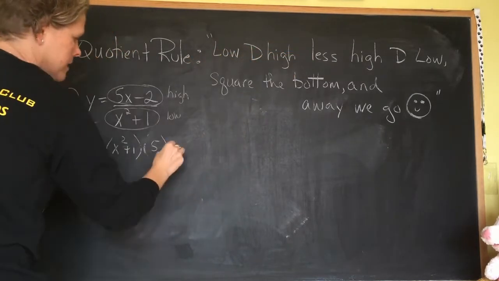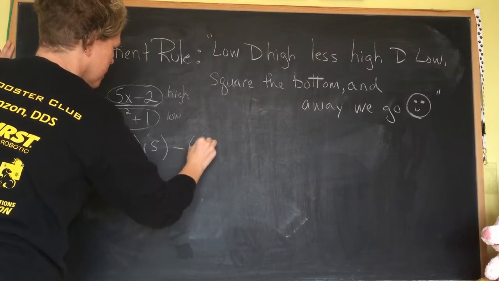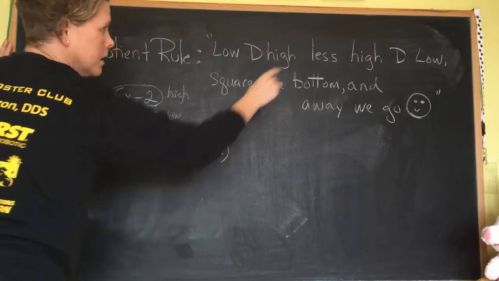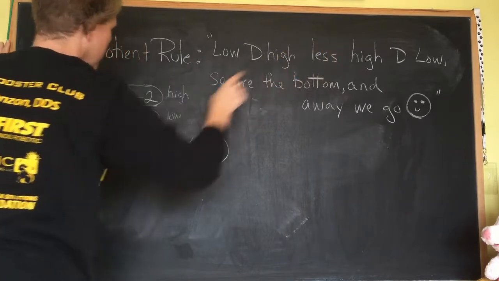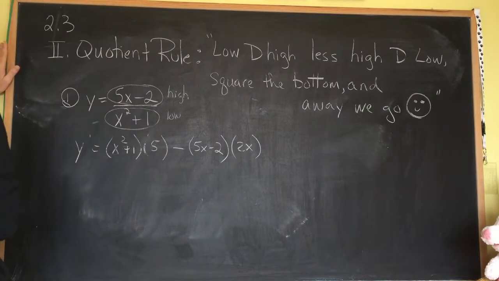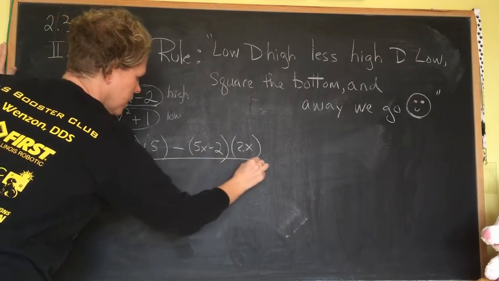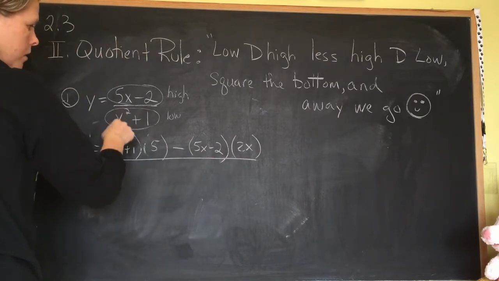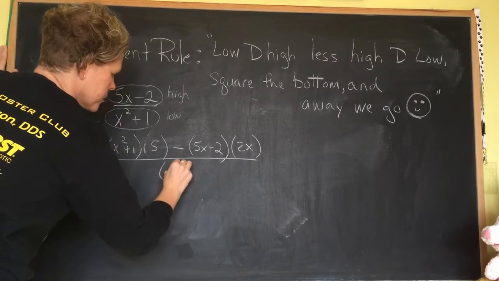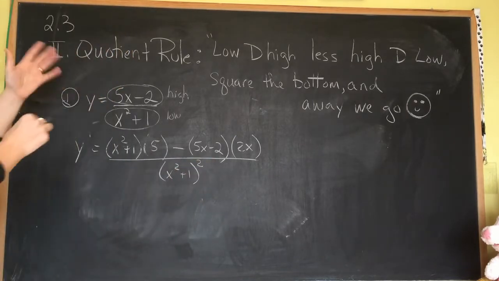Less, so I have minus. Write down the high part. So 5x minus 2. Take the derivative of the low. Well, the derivative of the low part is just 2x. And then the next phrase is square the bottom. So I'm going to put that all on the bottom. Whatever is the low part, I'm going to square it. So x squared plus 1, squared. All right, away we go.